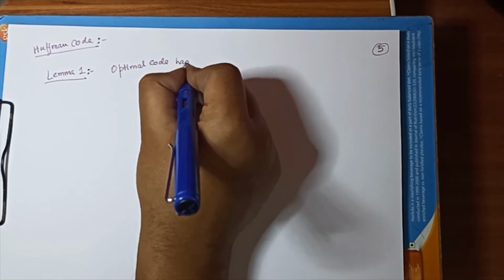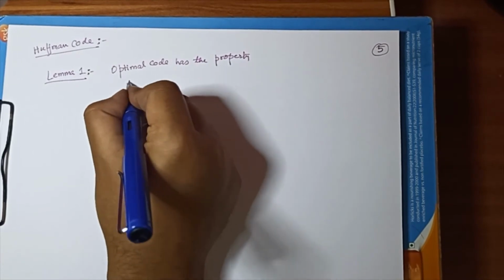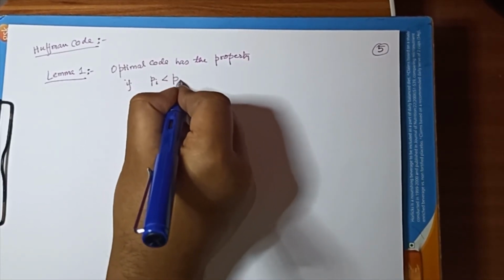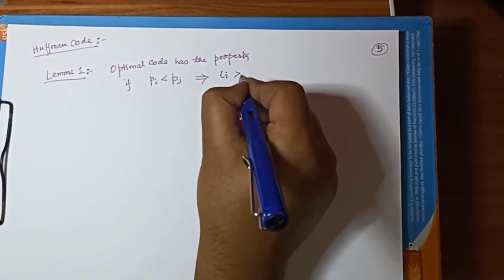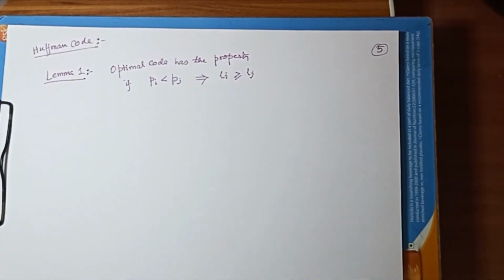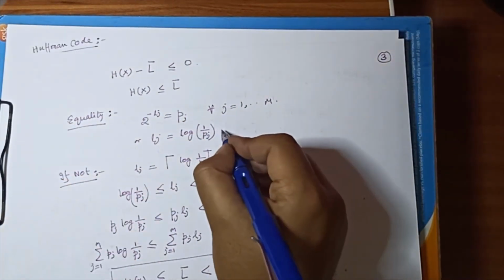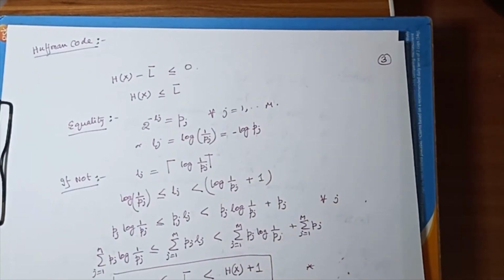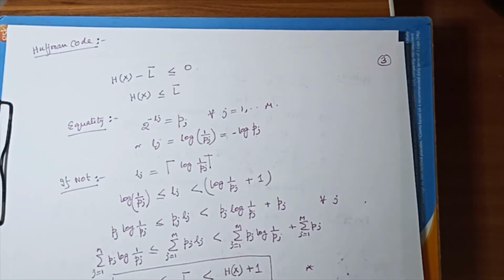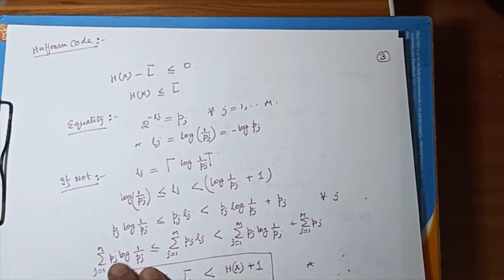Code has the property that if pi is less than pj for some i, j, that will imply li is greater than or equal to lj. So this is obvious because the way p and l are related, it is like this: log 1 by pj is basically minus log pj, right? So they are monotonically decreasing or non-increasing functions of each other. So if lj increases, pj decreases, or the other way around. So if pj increases, lj decreases, or pj decreases, lj increases.